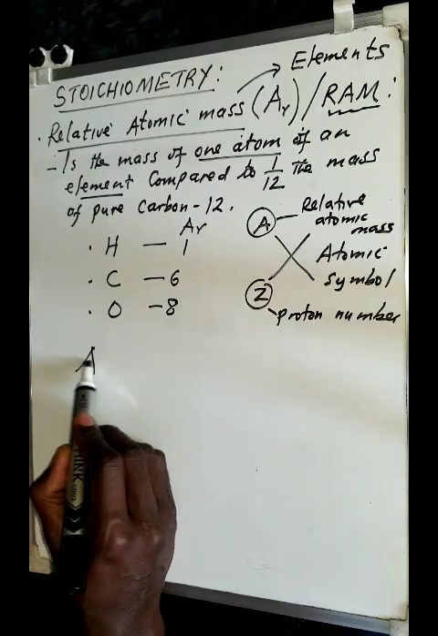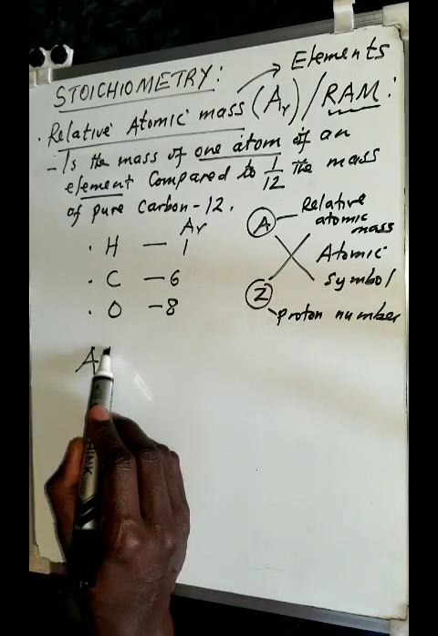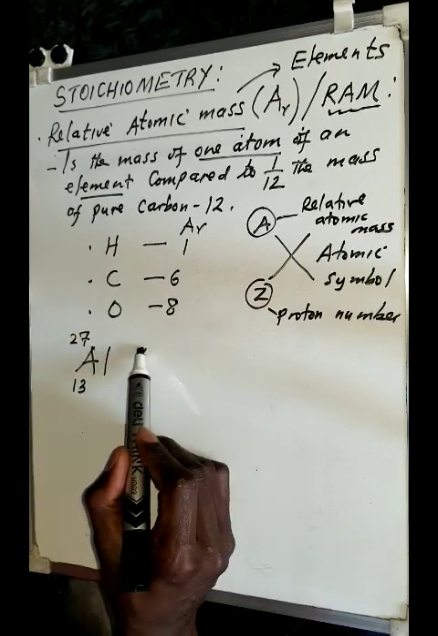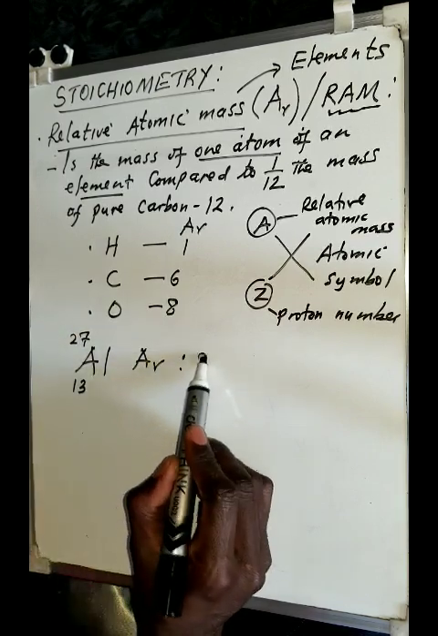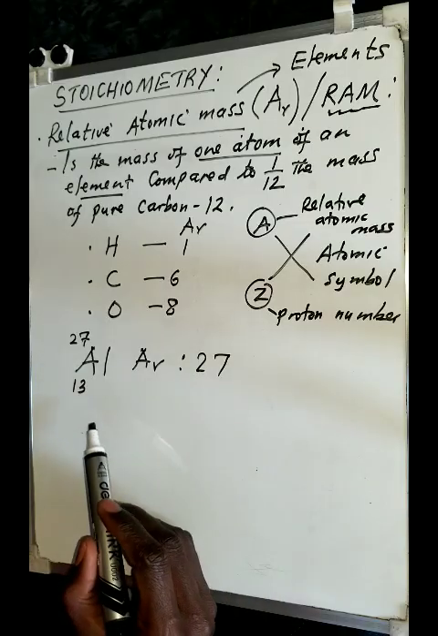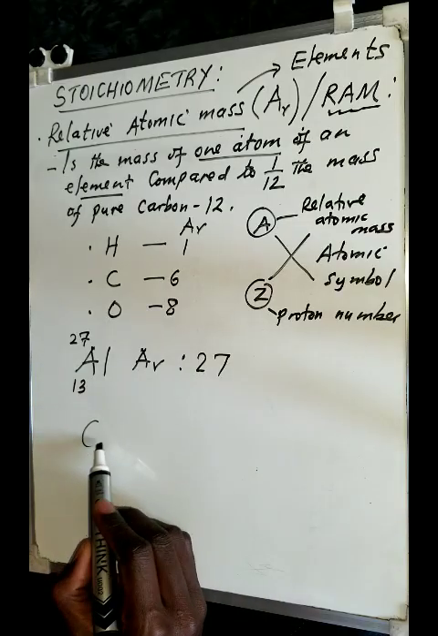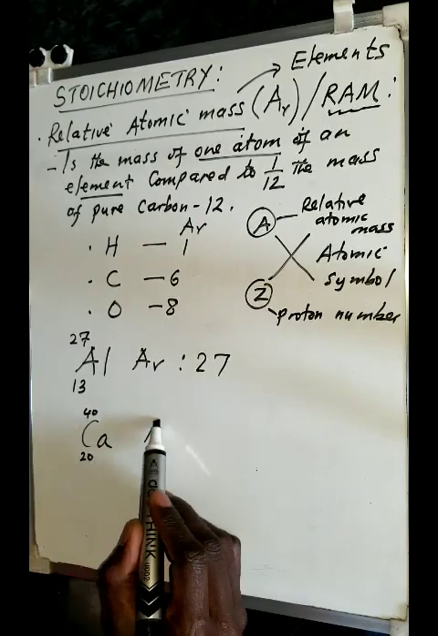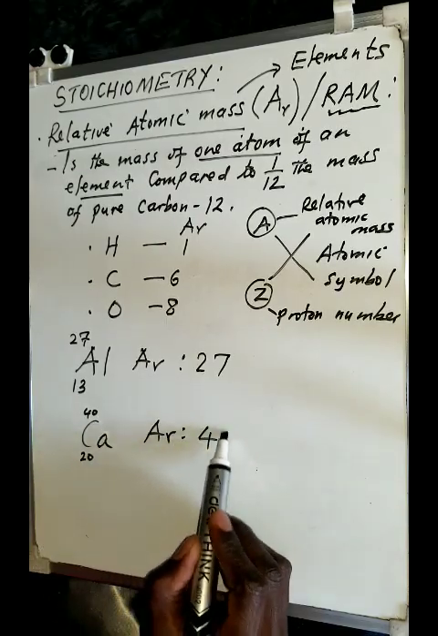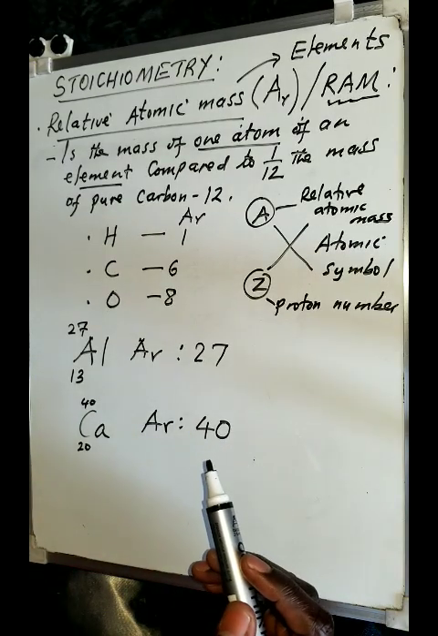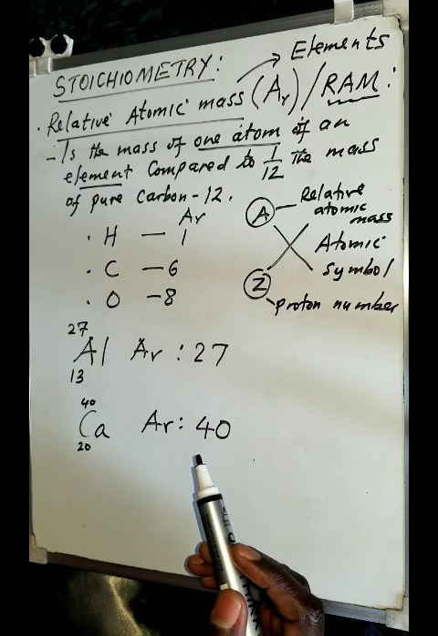So that is what we mean. For example, if you look at aluminium, aluminium has 13 and 27. So the Ar of aluminium is simply 27. If you look at calcium, Ca, it has got 20 and 40. So the number on top there, that is what we call the relative atomic mass. So you shouldn't be struggling when it comes to the relative atomic mass.